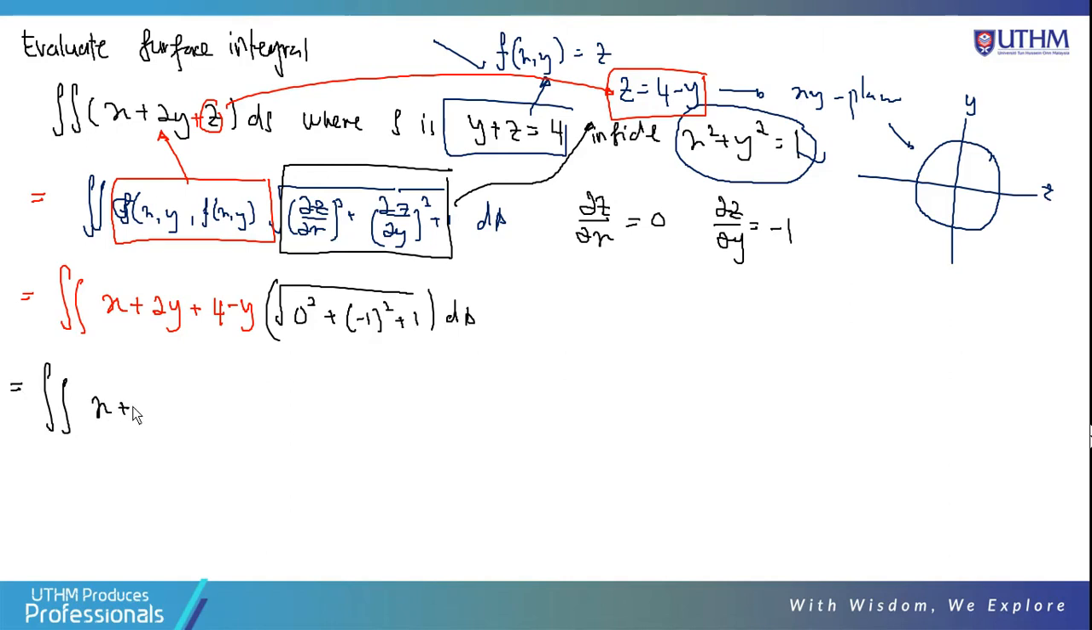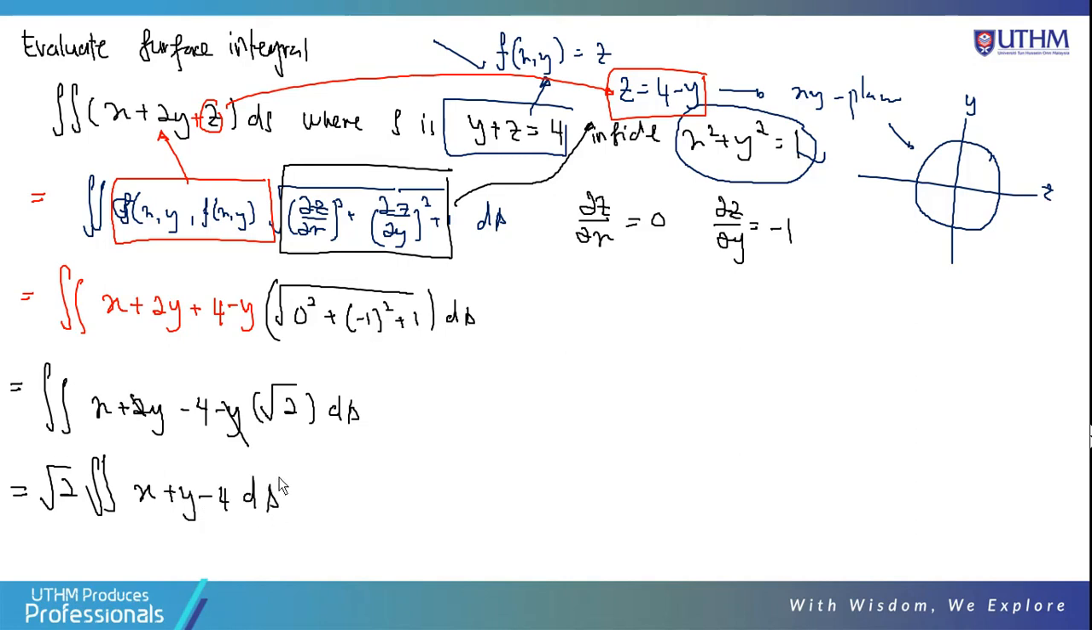So you can get x plus 2y minus (4 minus y). So minus minus leaves y; this minus can cancel. Okay, so this one equals root 2 dA. So root 2 you take out. Root 2 times the integral of (x plus y minus 4) dA. Okay, so settled, we have got this form.